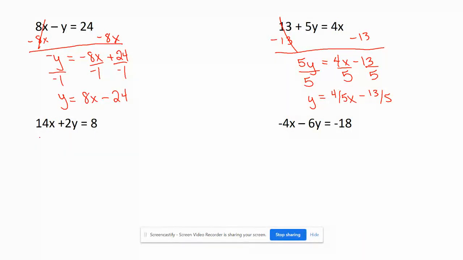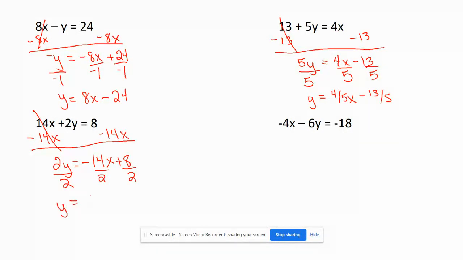Okay, let's do this one now. Minus 14x, minus 14x. This is canceled. Then you will have 2y equals, make sure you put the x in front, negative 14x plus 8, divide by 2, divide by 2, divide by 2. Now, if I'm going too fast, make sure you pause and rewind this video. This will be y equals negative 7x, because it's a negative 14 divided by positive 2, plus 4. 8 divided by 2 is 4.